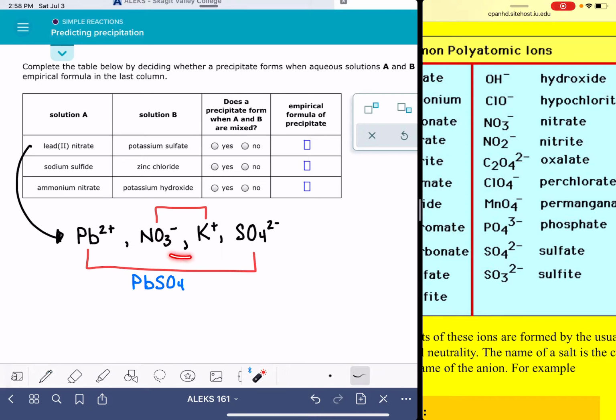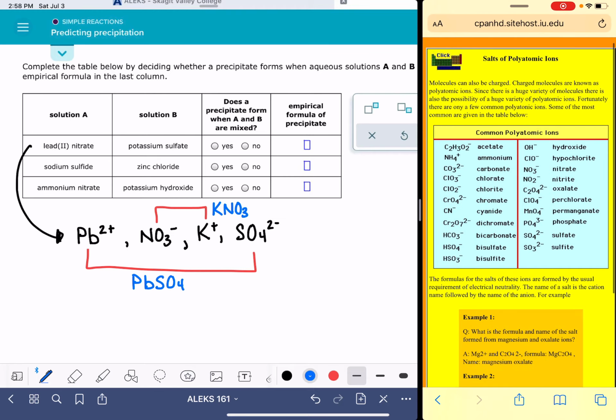If I'm combining these two together, this is a -1 ion and a +1 ion, also going to be a 1-to-1 ratio. Remember, our goal here is to make the positive charges equal to the negative charges in terms of magnitude. Remember, we always write the cation first, so it's not NO3K, it's KNO3. So these are the possible compounds that could be formed when we mix solution A with solution B.